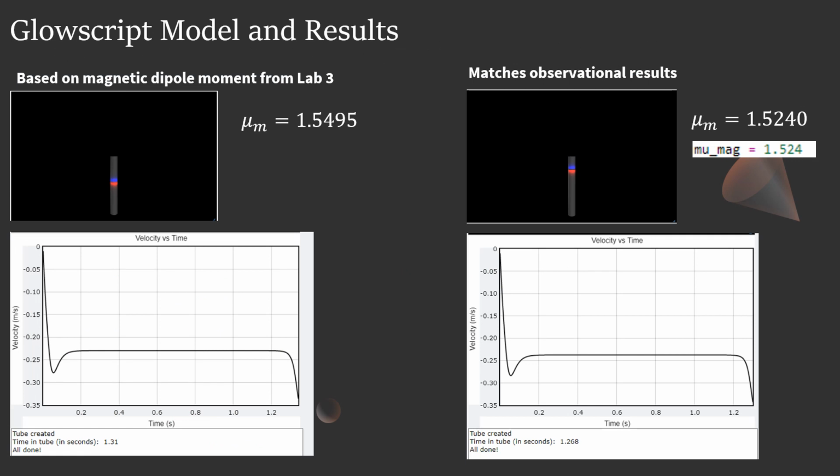Here are the results from the computational model. The result based on the magnetic dipole moment from lab 3 is shown on the left. On the right, the magnetic dipole moment was altered to 1.524 m squared to match the average observational time. The time plots between the two dipole moments are almost identical.